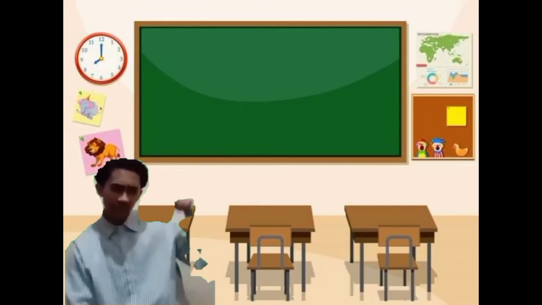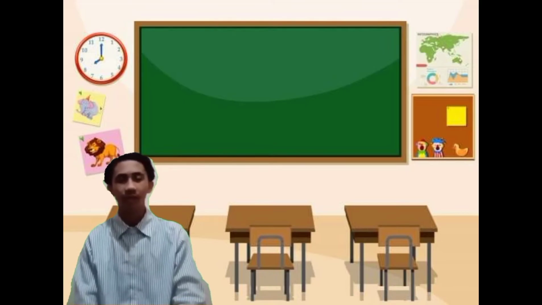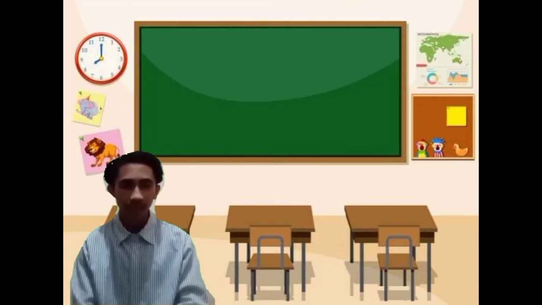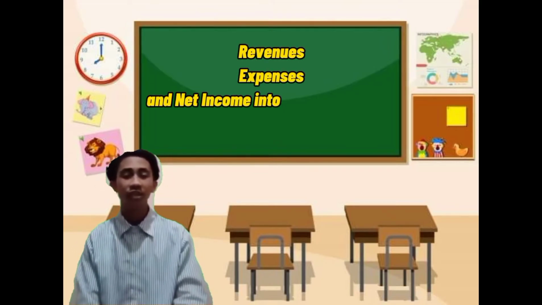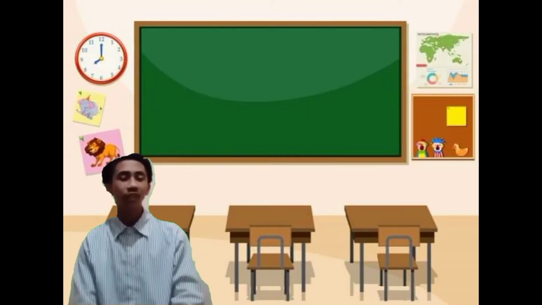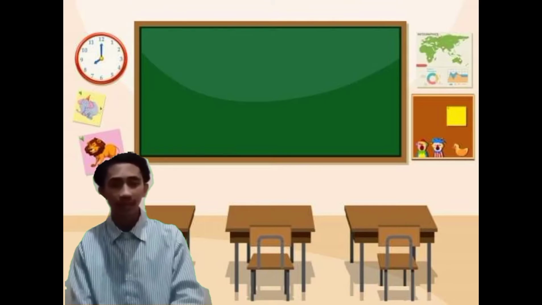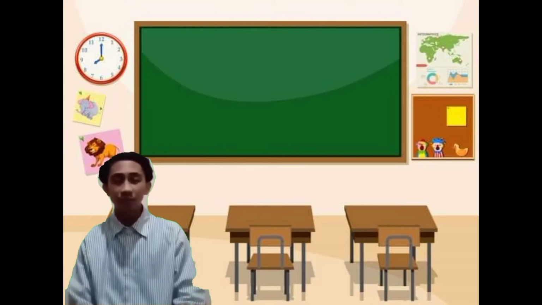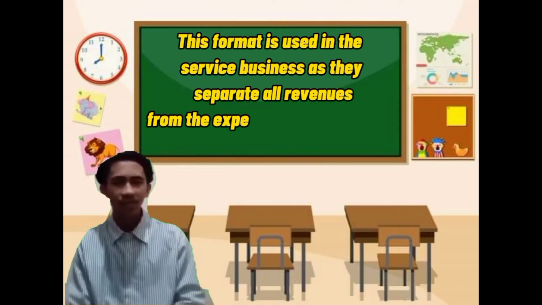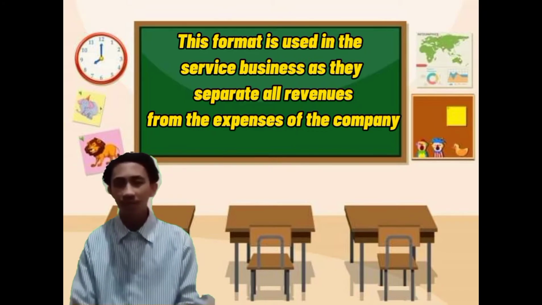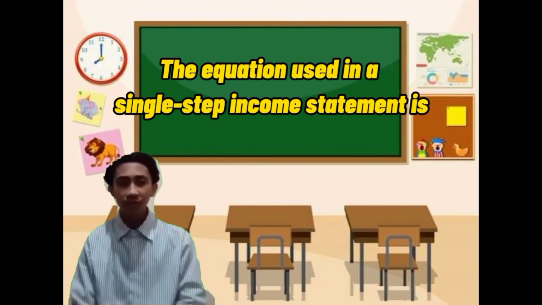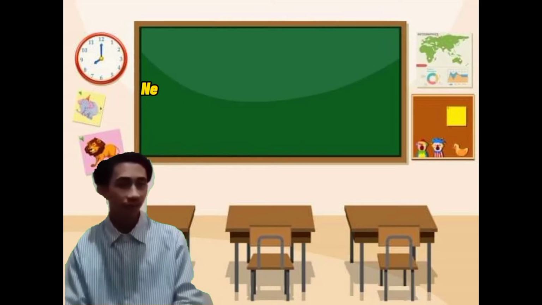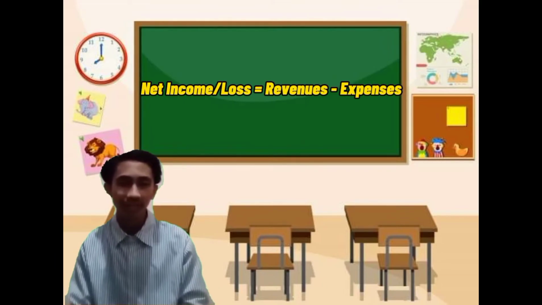Now, we're going to dig deeper into one of the formats of SCI, which is the single-step format. This format offers a simple report of business revenues, expenses, and net income in a single-step total. The advantage of this single-step format is that it is easy to prepare and analyze. In addition, this format is used in service businesses as they separate all the revenues from the expenses of the company. The equation used in the single-step income statement is net income or loss equals revenue minus expenses.